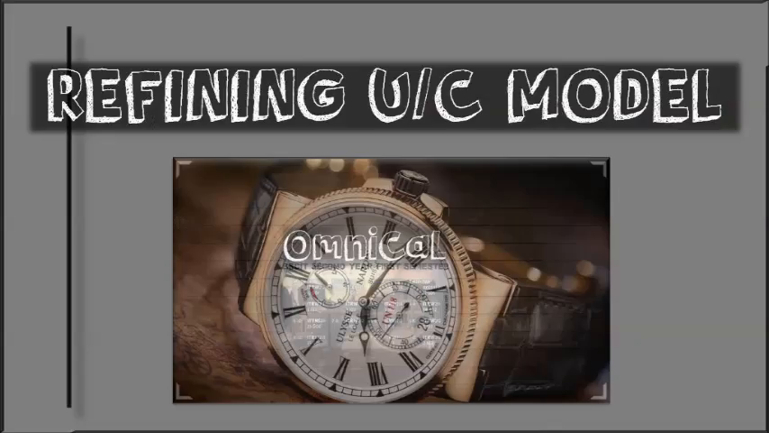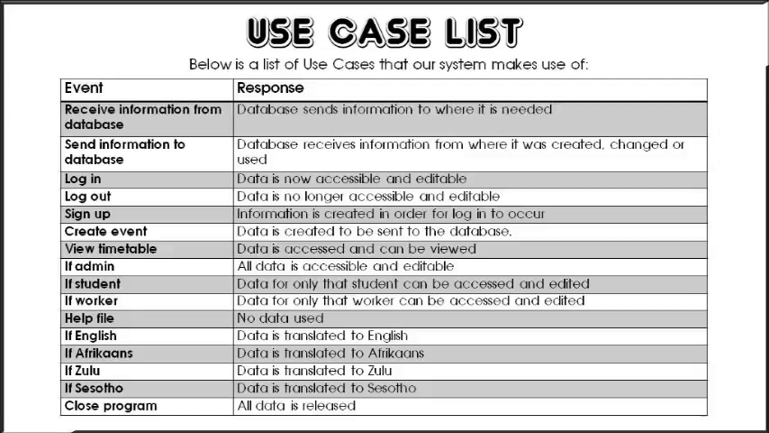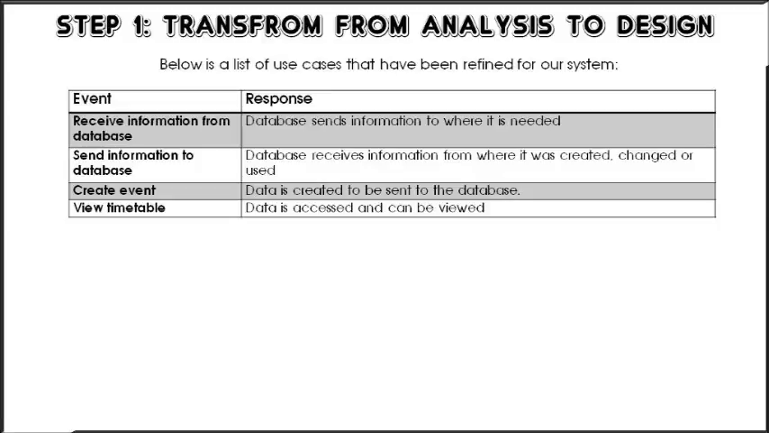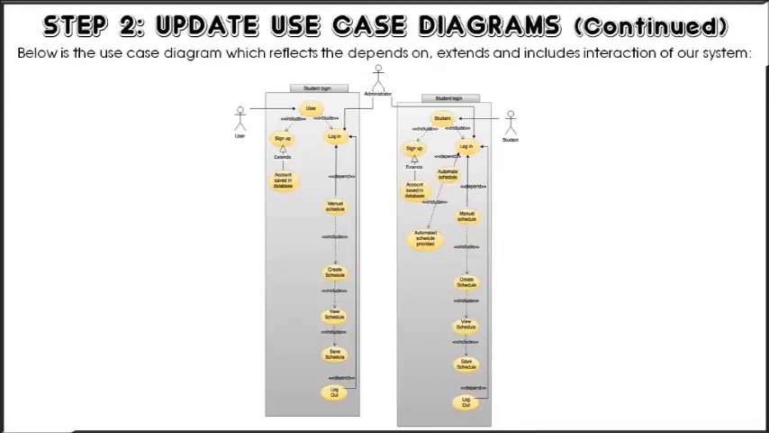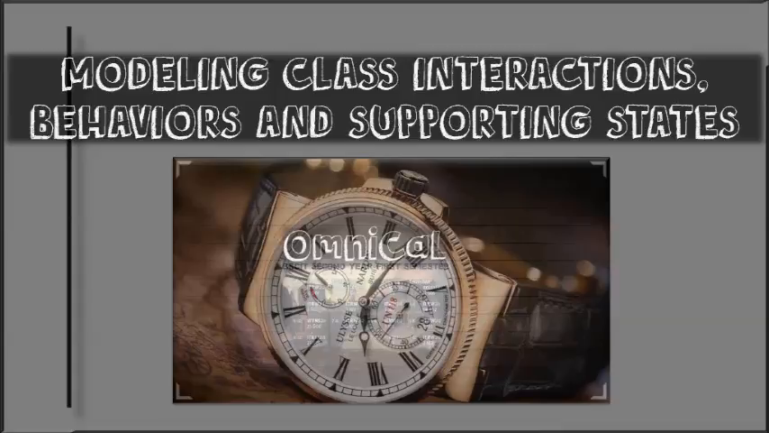Object-oriented design. Refining the UC model. Here is our use case list that our system makes use of. Below is a list of use cases that have been refined for our system. Below is a use case diagram which reflects the interaction of our system. Below is a use case diagram which reflects the depends on, extends, and includes interaction of our system.